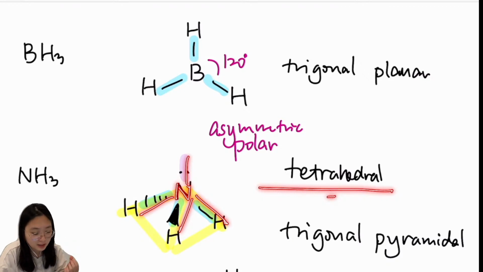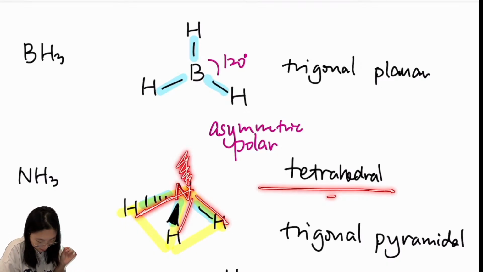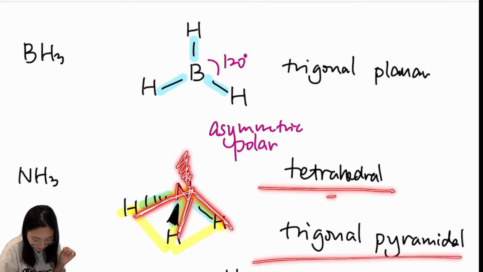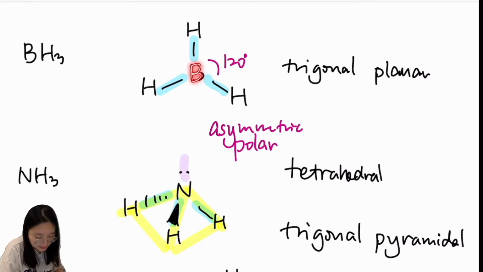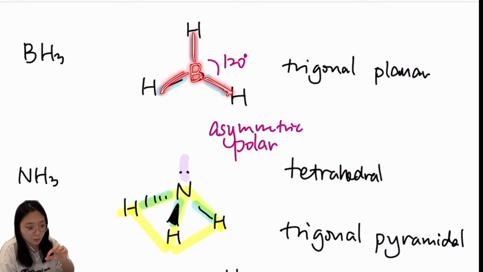But when you name the molecular geometry, you don't care about the lone pair. So you are going to only take a look at this part of the structure, and then we call it trigonal pyramidal. On the other hand, for boron trihydride, boron has only 3 electron pairs. So from the very beginning, these 3 bonds are 120 degrees away from each other on one single plane.